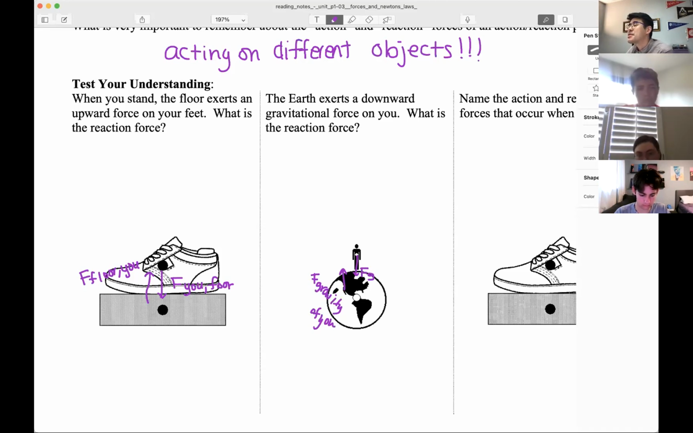Do you not have a stylus? That makes sense.